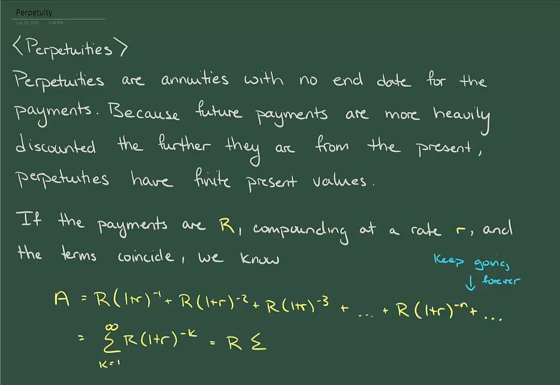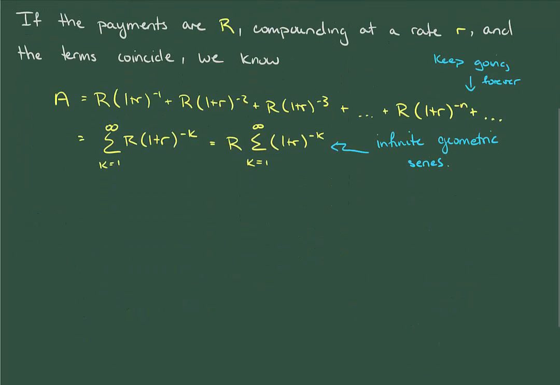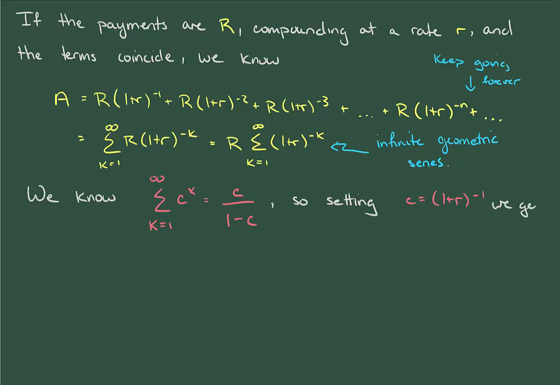Now, as before, the R term doesn't really affect anything, so we're going to pull it out. And this is still a geometric series, but is now an infinite geometric series. So we know a formula for evaluating an infinite geometric series. Let me write it down to remind you. And our common ratio is still (1+r)^(-1), as it was in the present value of an annuity. So evaluating our present value of a perpetuity using the formula for an infinite geometric series gives us this.